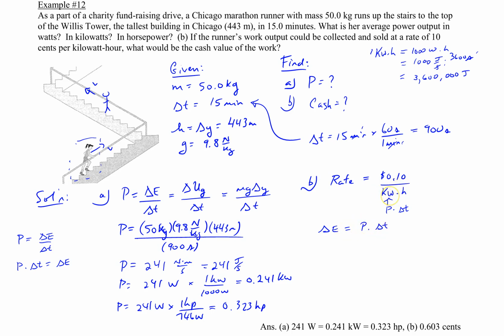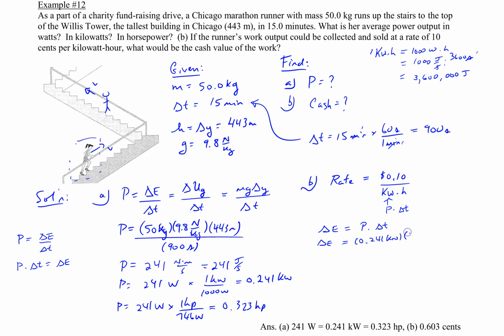So if we could find out this amount of energy, I think it would be most convenient to put it in kilowatt hours. Or I guess you could put it in joules and do some conversions, but let's just try to put this power into kilowatt hours. So we want the power to be in kilowatts, and we already did that. That's over here, 0.241. So that's 0.241 kilowatts.